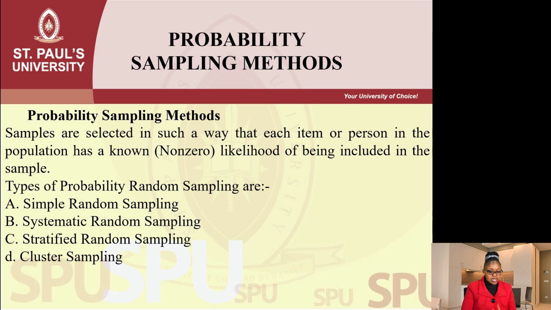And under probability sampling, we have 4 methods or 4 types. The first one is simple random sampling. The second one is systematic random sampling. The third one is stratified random sampling. And the fourth one is cluster sampling. We're going to look at the 4 of them. But please remember that all 4 of them are under probability sampling, where we have a known likelihood of being included in the sample.